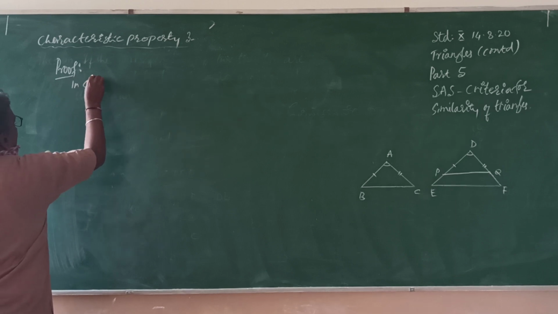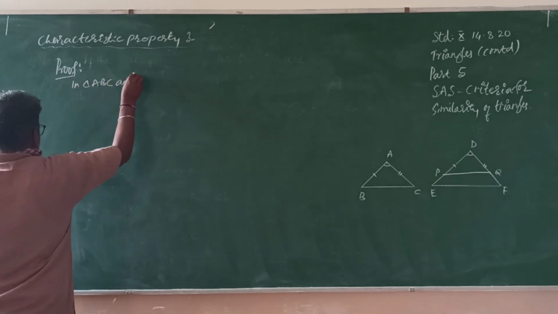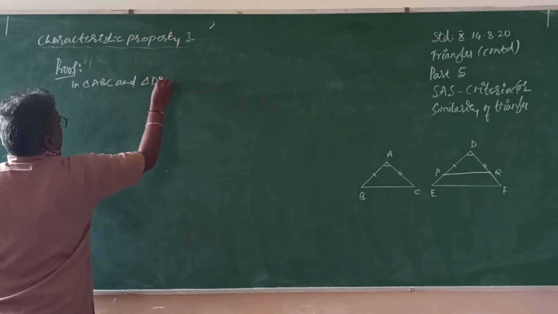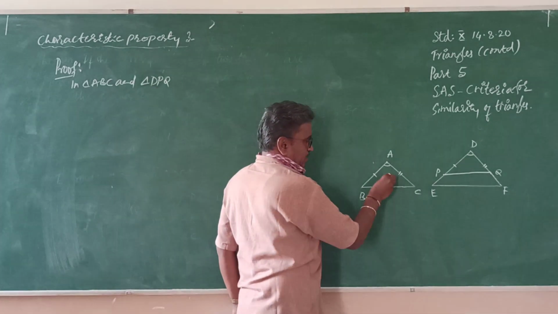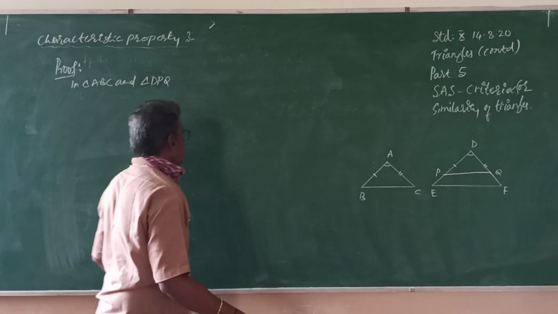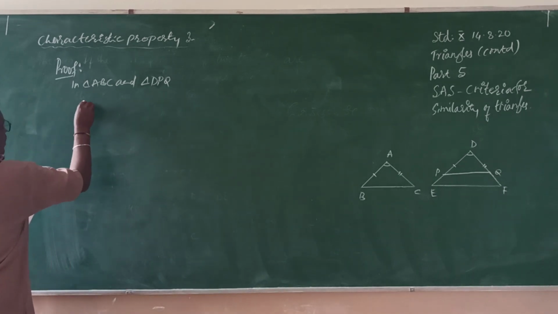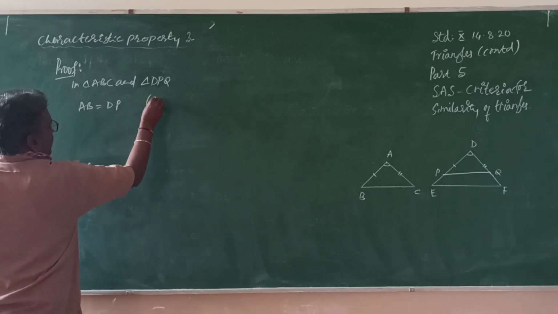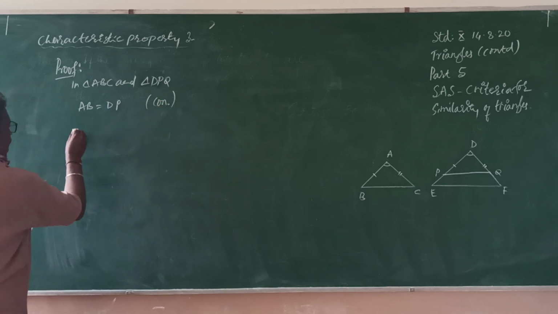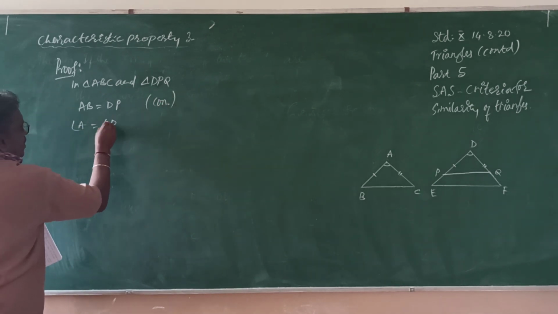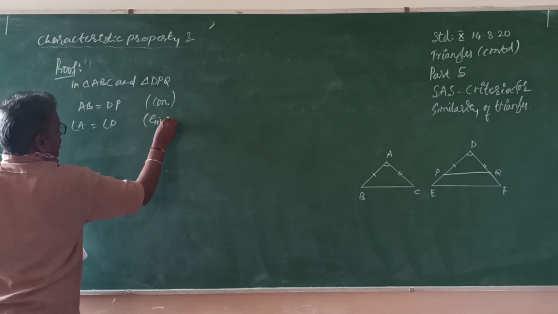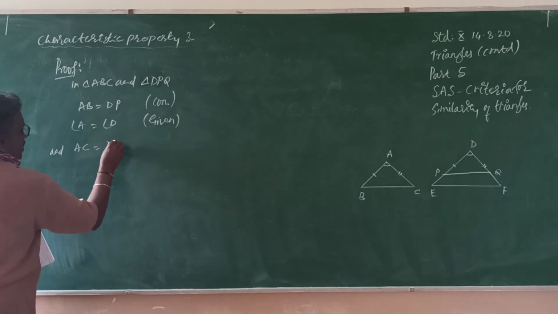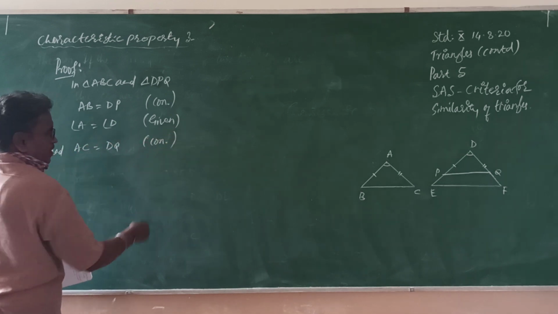In triangle ABC and triangle DPQ, AB is equal to DP by construction. Angle A is equal to angle D, that is given. And AC is equal to DQ, this is by construction.